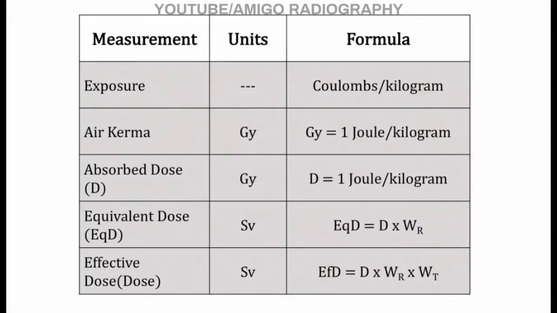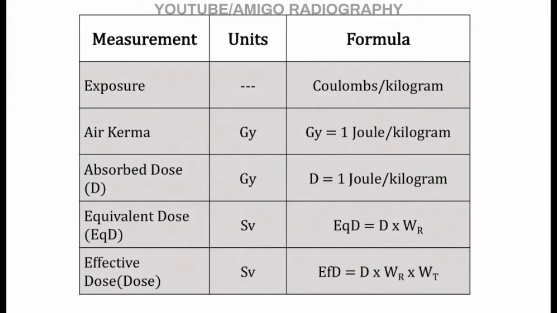The measurement of exposure is actually a way of measuring the ionizations in air. And there's no special unit for that. We simply calculate it as the number of coulombs per kilogram. A related measurement is air kerma. And air kerma, instead of measuring the number of ionizations in air, measures the energy of those ionizations in air. In fact, kerma, that word, is actually an acronym which stands for kinetic energy released per unit mass. Air kerma is measured in units of gray, and 1 gray is equal to 1 joule of energy per kilogram of mass.